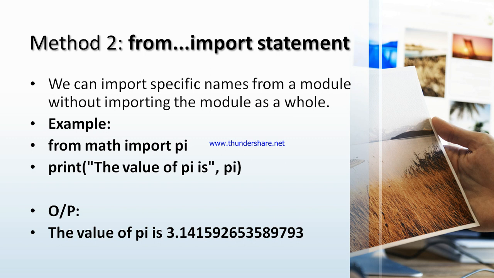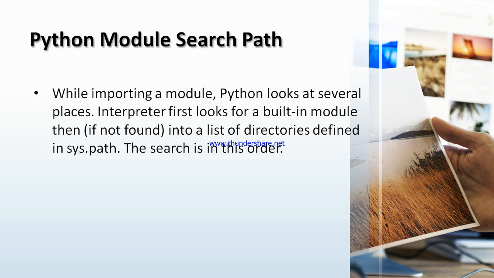And the next thing is the Python model search path. So this is what they want to convey here. While importing a model, Python looks at several places. Listen carefully. The interpreter first looks for a built-in model. Then, if not found, it looks into a list of directories defined in sys.path. The search is in this order.